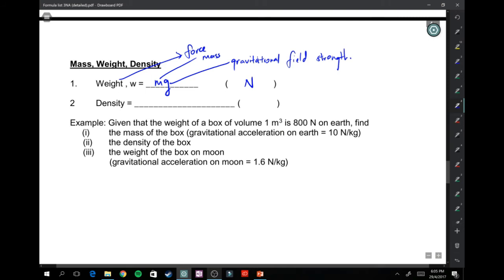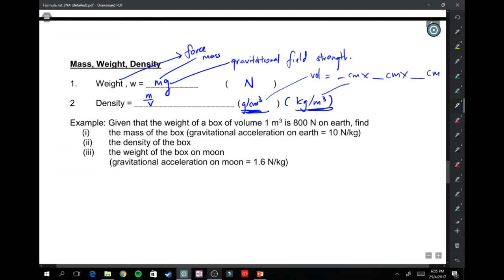Alright, and density equals mass over volume. The SI unit can be either gram per cm cube or kg per meter cube. Please take note what SI unit they want. Sometimes they will want this, sometimes they will want this. If they want gram per cm cube, make sure your volume is something cm times something cm times something cm for the case of a cube or cuboid.